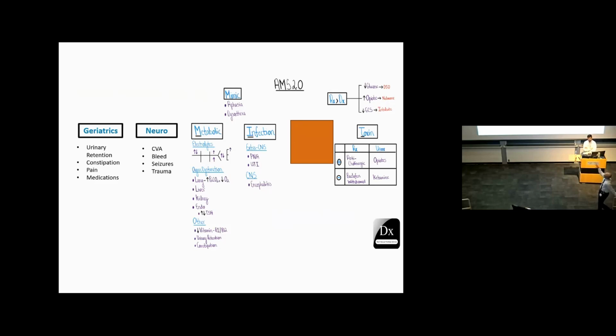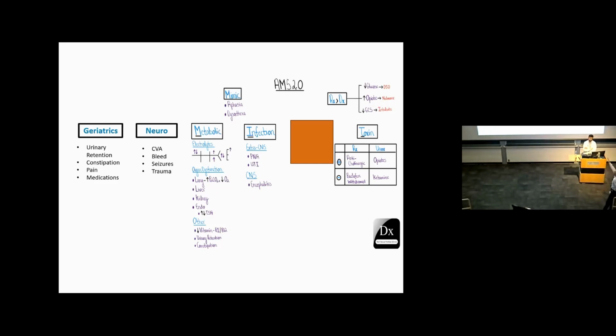The things that I add that I didn't really love about their schema: in the geriatric patients, which we have a lot of, there can be really common things causing them to be altered that are not so much a diagnosis. Sometimes they're in pain, sometimes they're constipated, sometimes they have urinary retention. These are things that can cause mental status changes and that you can actually reverse, and it doesn't have to be some big diagnosis. So I added that.